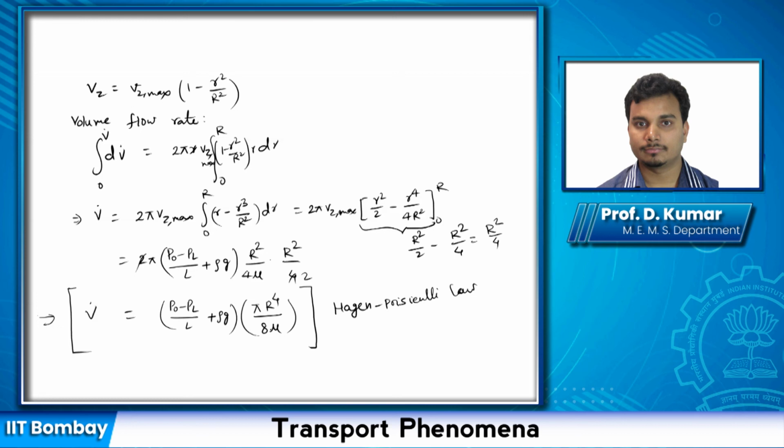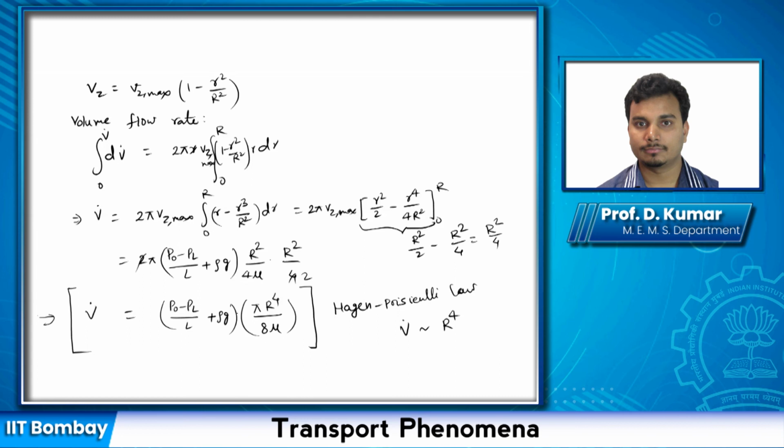What you see is, it would not have been very intuitive. A volume flow rate, if you have a given pressure drop, the volume flow rate actually goes with R^4, right? It does not go with R square. It goes with R raised to power 4.